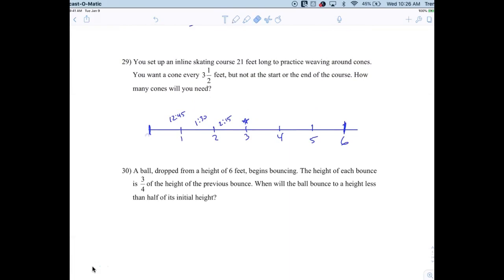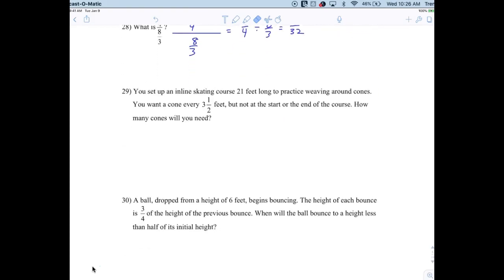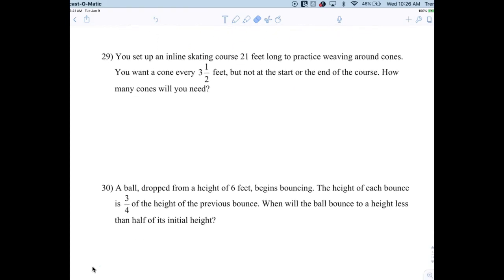Now, the next one is a really cool problem. So, who tried 29? What'd you get? 6? 5? 14? 6? 4. Good. 16. Good. Oh, we already had it. Did you get something? What about you?